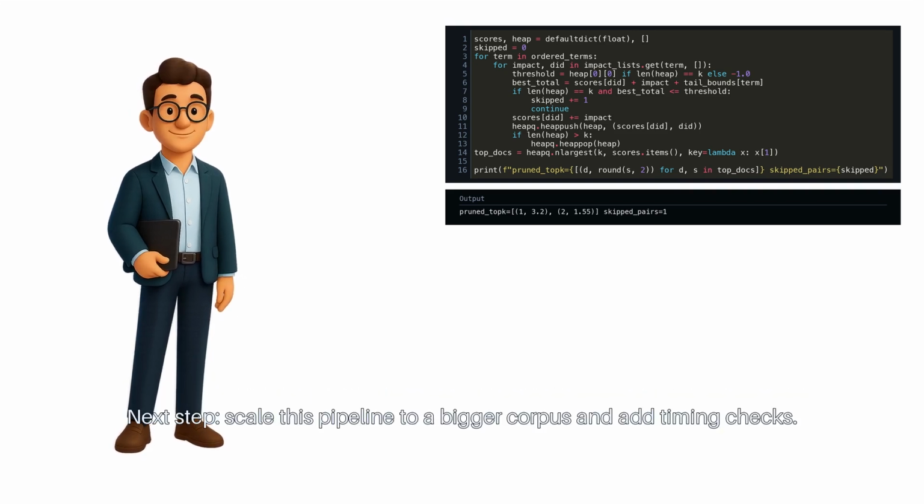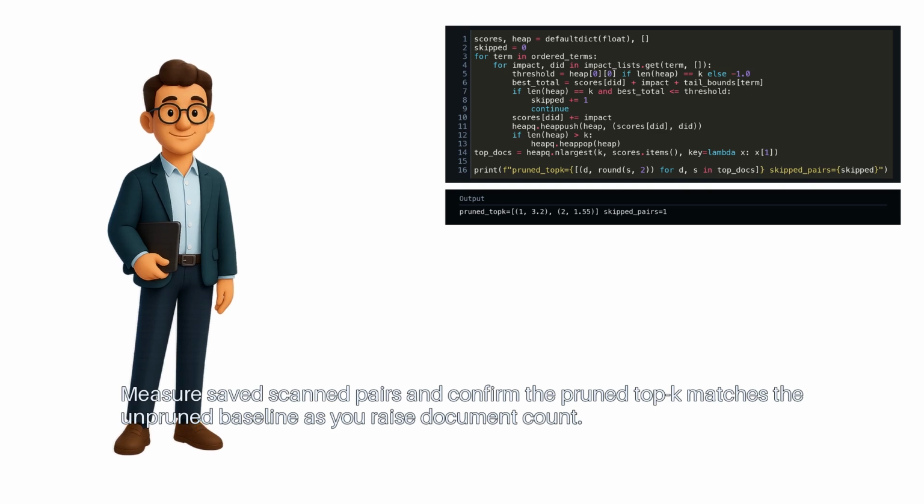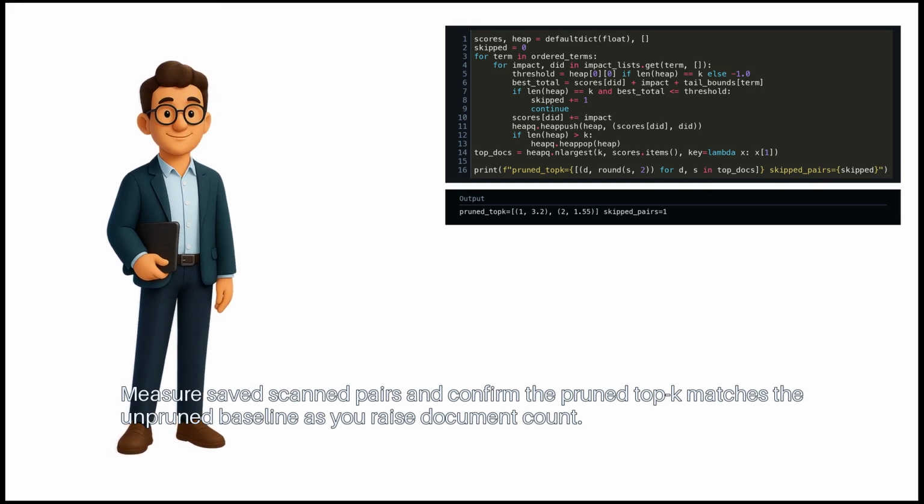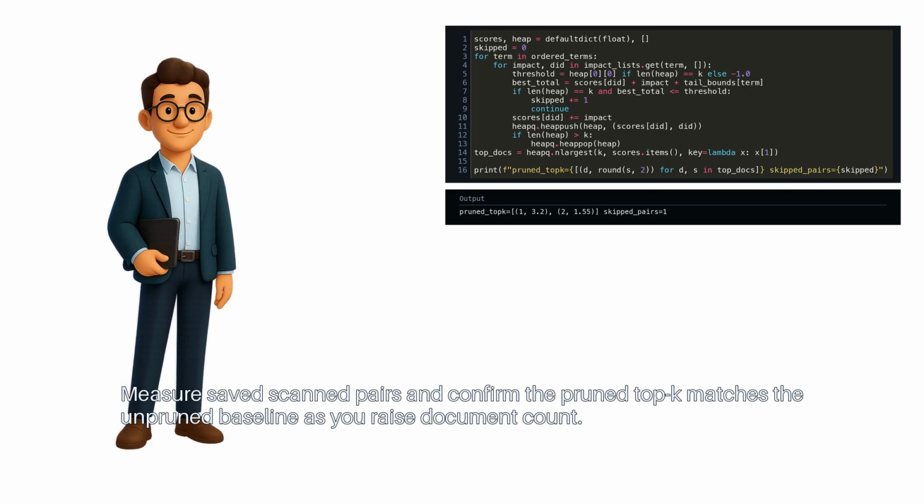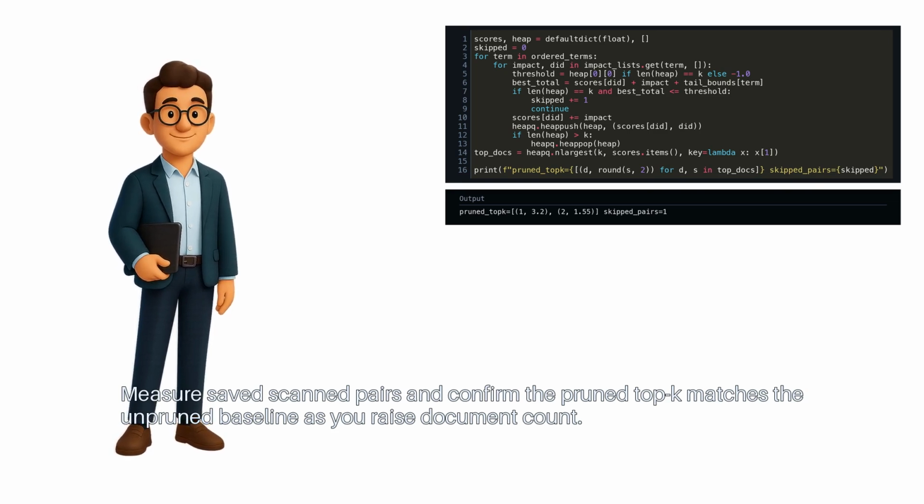Next step: scale this pipeline to a bigger corpus and add timing checks. Measure saved scanned pairs and confirm the pruned top K matches the unpruned baseline as you raise document count.